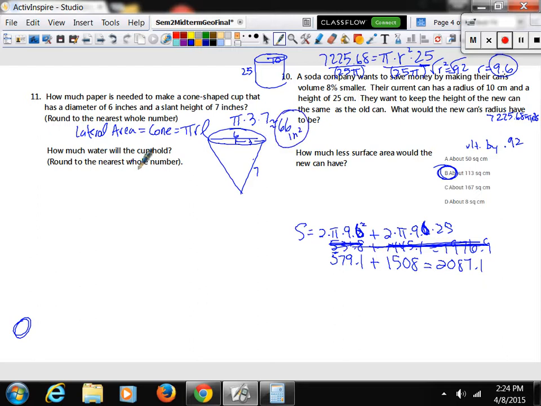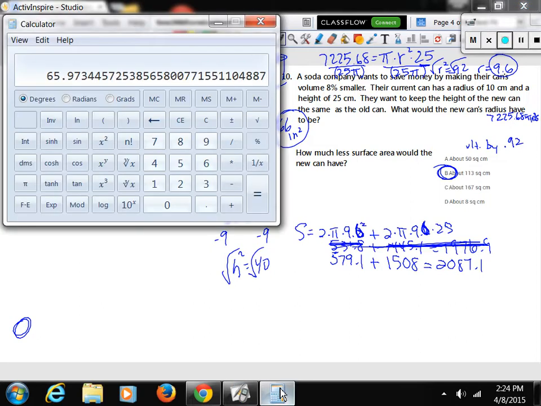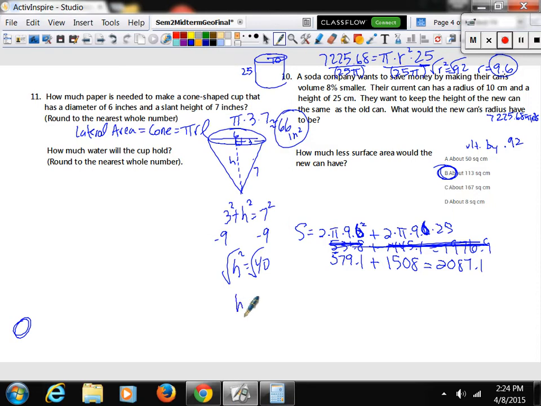Then how much the cup will hold is when you need your inside height. So you actually need to find this height in here. You need to do 3 squared plus h squared equals 7 squared, your Pythagorean theorem. Subtract 9, you're going to get h squared equals 40, because 49 minus 9 would be 40. Square root both sides, the square root of 40 is 6.3. So the height is 6.3. That's this h right here.